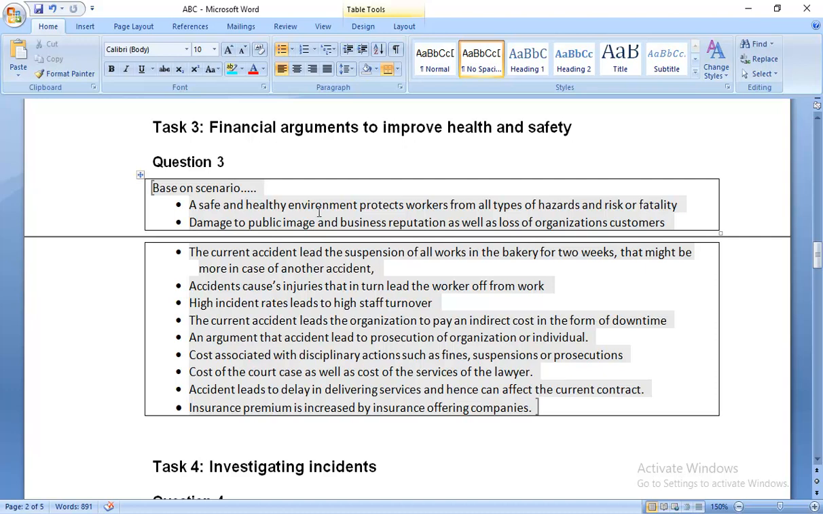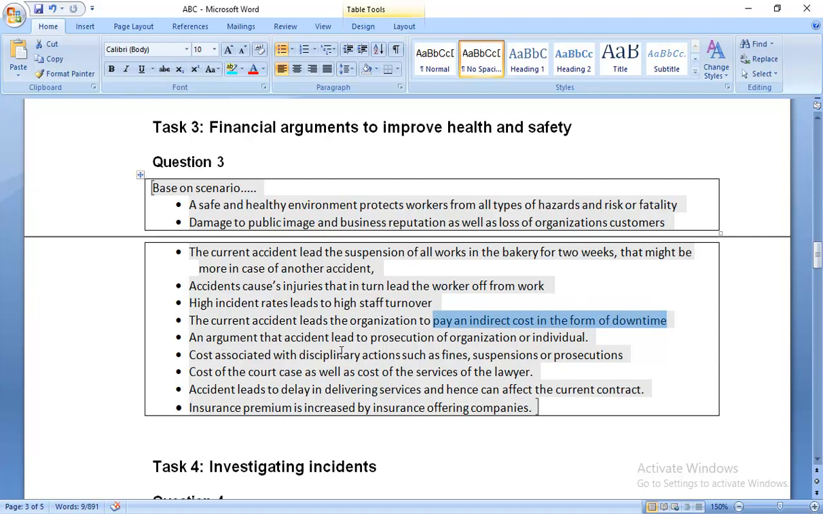A safe and healthy working environment protects workers from all types of hazard and risk of fatality. Damage to public image and business reputation can lead to suspension of work. Accidents cause injuries and in turn lead to workers being laid off. High incident rates lead to high staff turnover. The current accident leads the organization to pay indirect cost in the form of downtime.